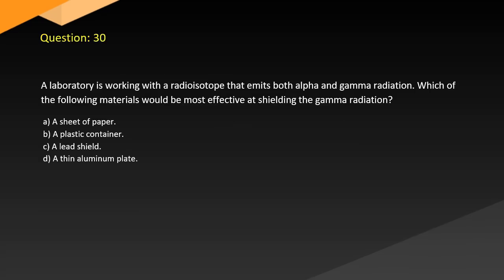Question 30. A laboratory is working with a radioisotope that emits both alpha and gamma radiation. Which of the following materials would be most effective at shielding the gamma radiation? A. A sheet of paper. B. A plastic container. C. A lead shield. D. A thin aluminum plate.